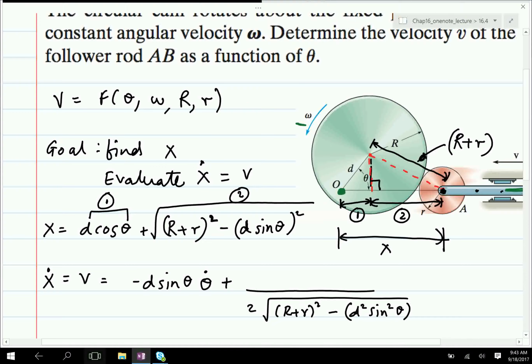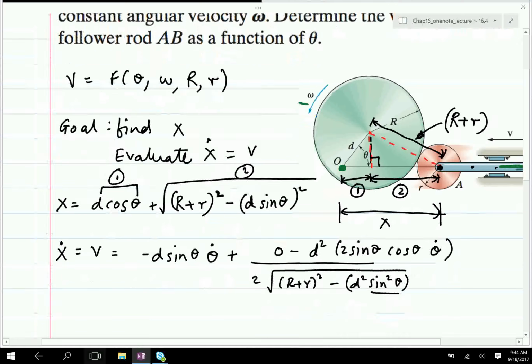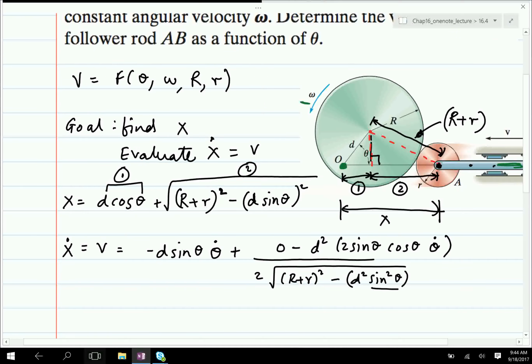times the derivative of the thing inside the square root, which is going to be r plus r square. That's going to be 0. The derivative of the first term, r plus r, is a constant, so it is 0, minus d square times the derivative of sine square, which is 2 sine theta cosine theta. Well, the derivative of sine square is 2 sine theta, and then I need to take the derivative of sine theta, which is cosine theta, and then the derivative of theta, which is theta dot. That's my chain rule. Right?